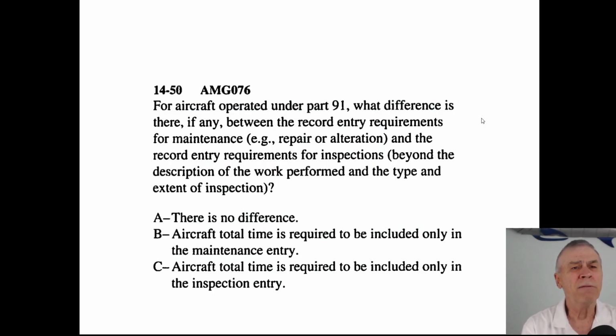A variation of the question: For aircraft operated under Part 91, what difference is there, if any, between the record entry requirements for maintenance and the record entry requirements for inspections? And that is the total time in service. So which one is that? Total time is to be included in B, the maintenance? No. C, in the inspection entry. So C.